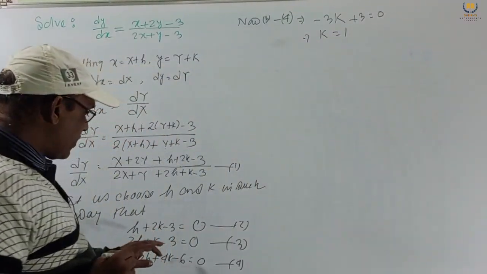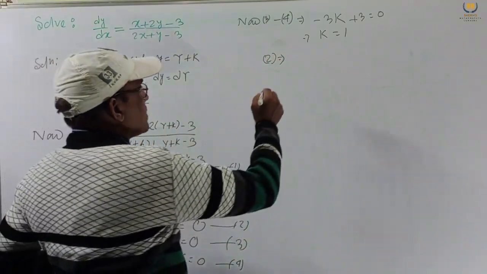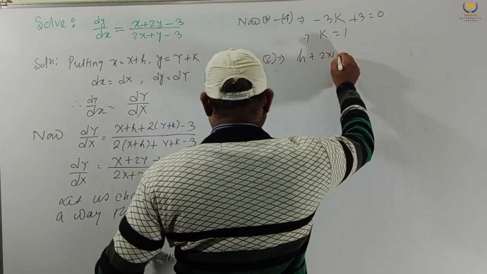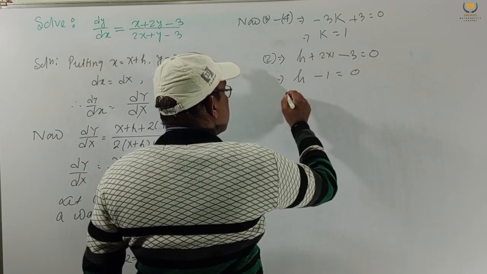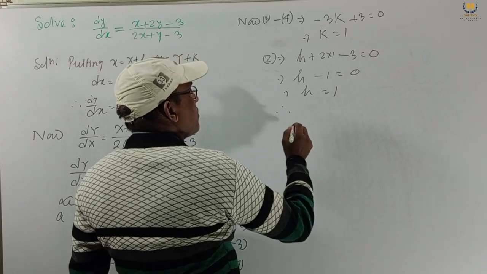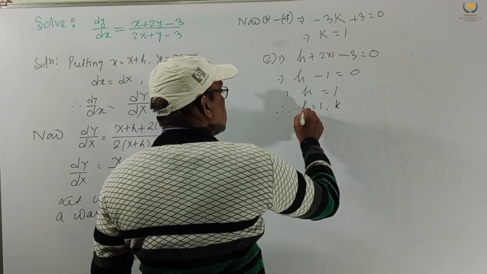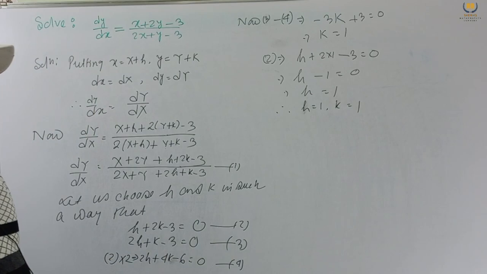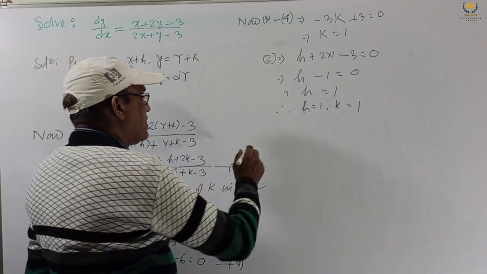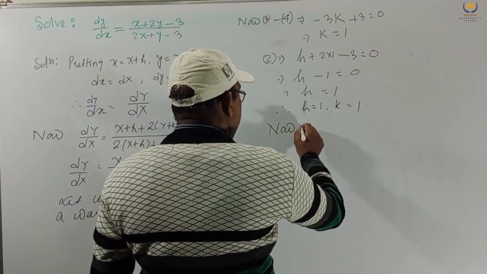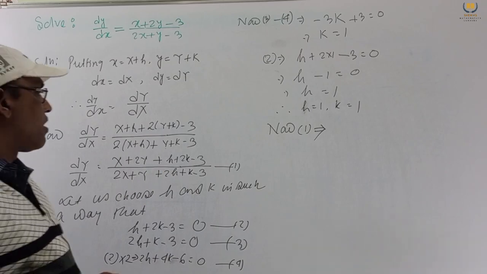The value of k is 1. Putting the value of k in equation number 2, we get h plus 2 into 1 minus 3 equal to 0, so h minus 1 equal to 0 and h equal to 1. Therefore h equal to 1, k equal to 1. We get the two constants. Now if we put h and k as 1, 1, then this term is 0, this term is 0.